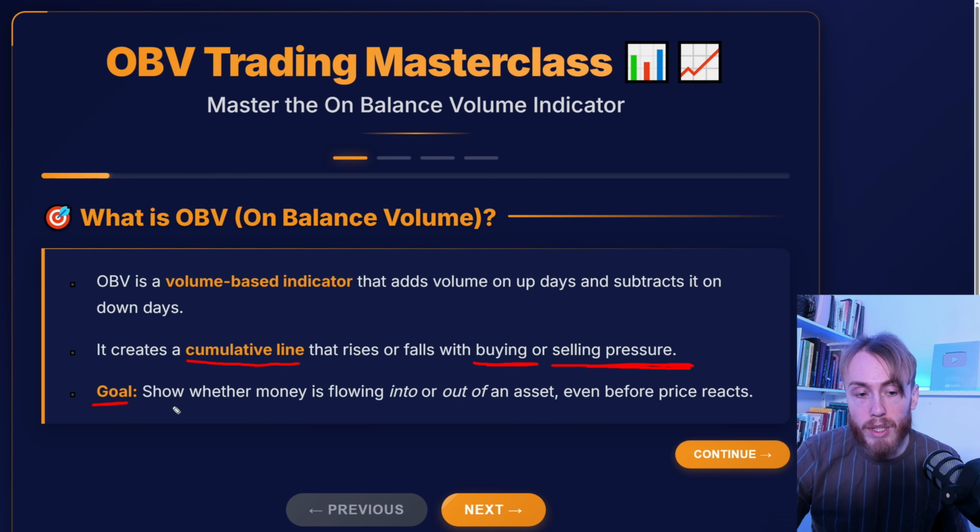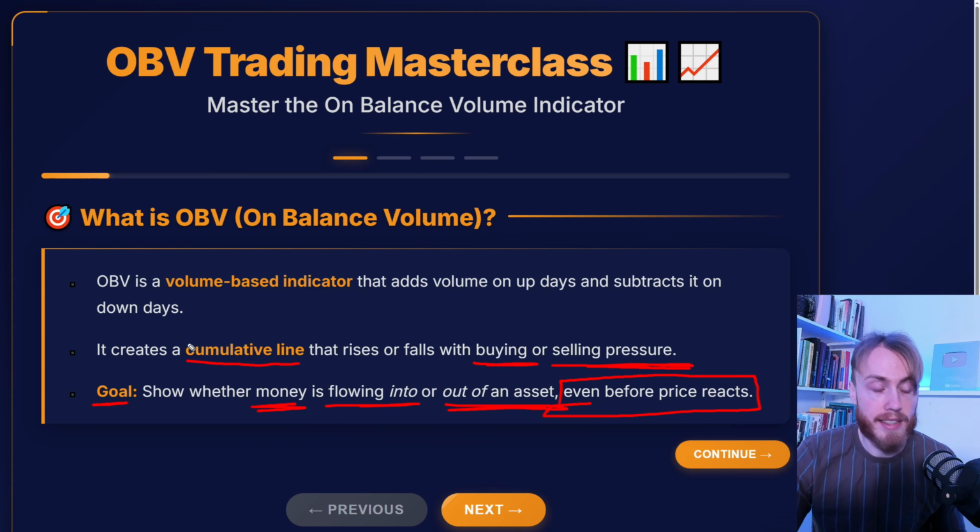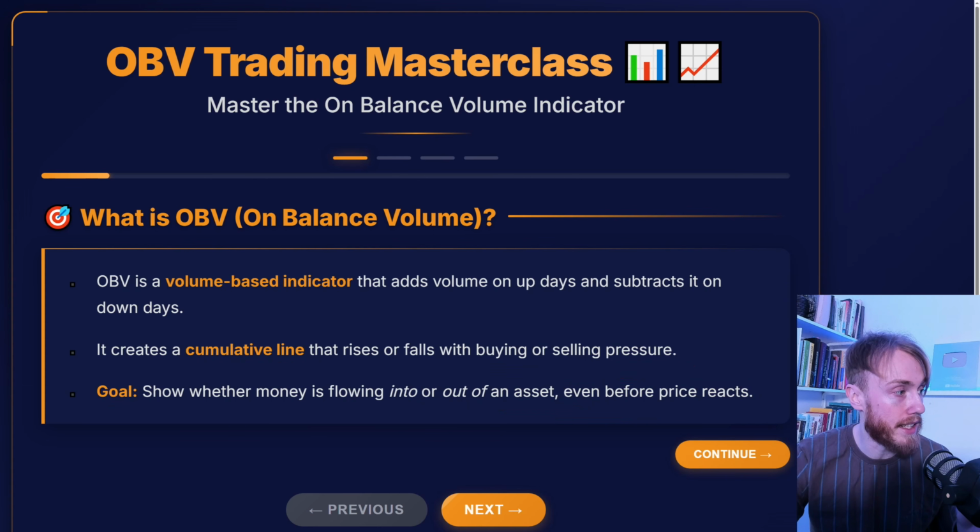Here, the goal is to show whether money is flowing into or out of an asset. And this asset can be cryptocurrency, forex, stocks, you name it. And this can happen even before the price reacts. This is how we found the earlier signal, and I will talk about that later.